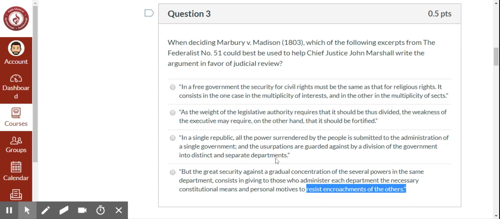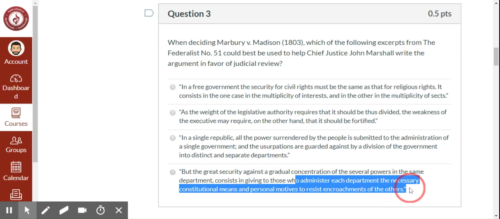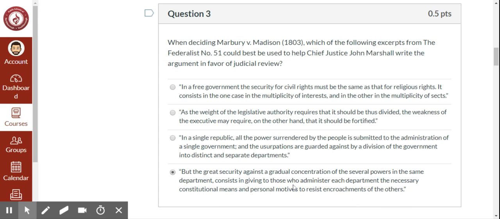This one's about separating the powers, but this is about when one branch of government can strike down the actions of another, and that's what judicial review is doing. Judicial review is when the judicial branch strikes down laws of the legislative branch or actions of the executive branch. So I think this is the best answer, and we'll go with that.